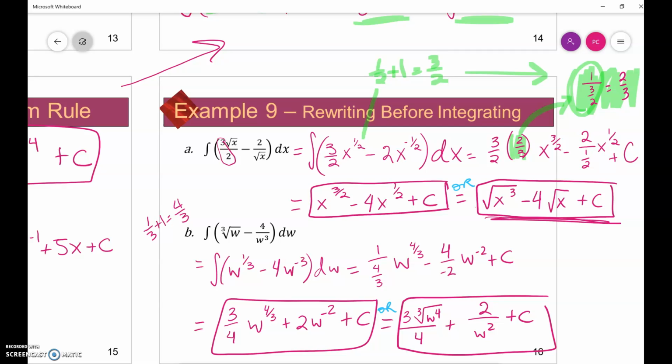And again, going back to the same notation that we started with, I changed everything over to radicals and put the variable in the denominator for the second term. Again, it doesn't matter. They both mean exactly the same thing, but you would probably see the answers both ways depending on what you're looking at.